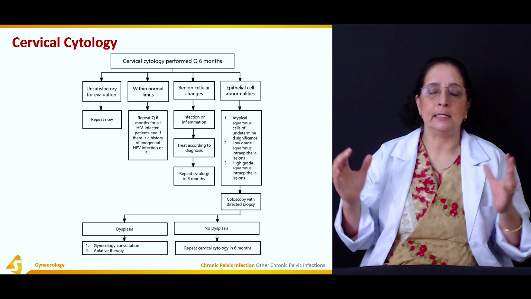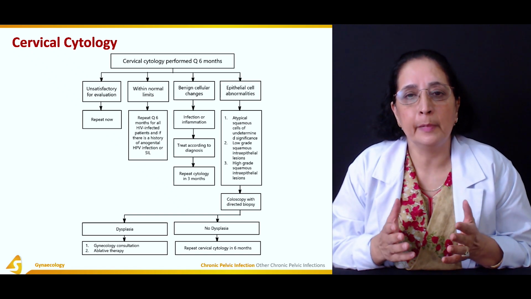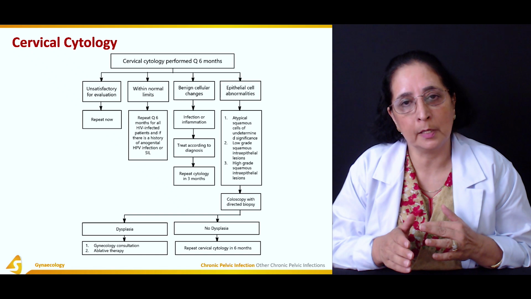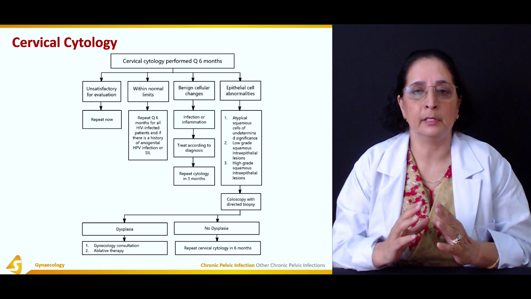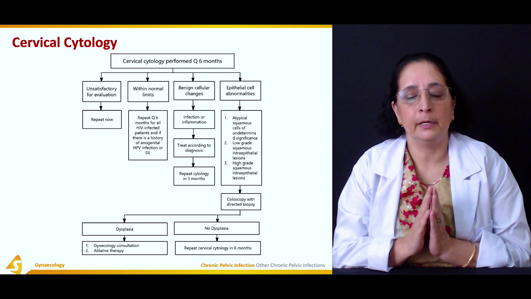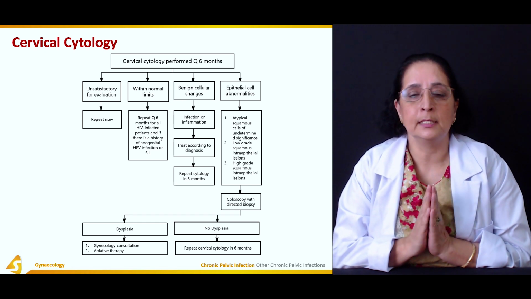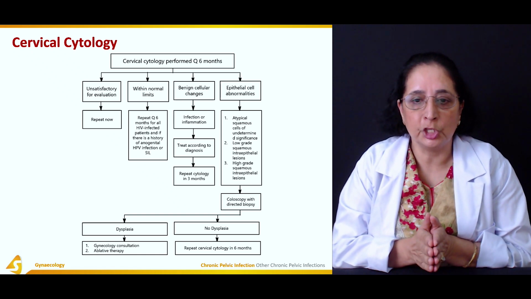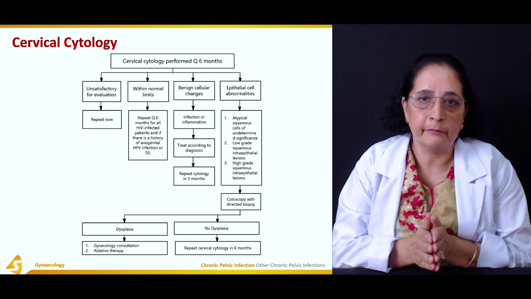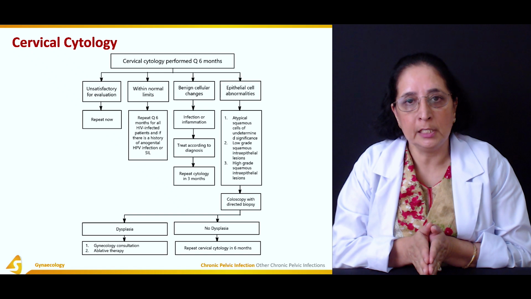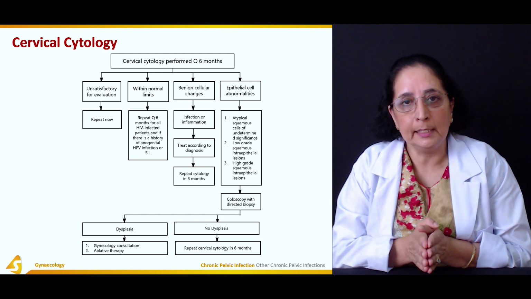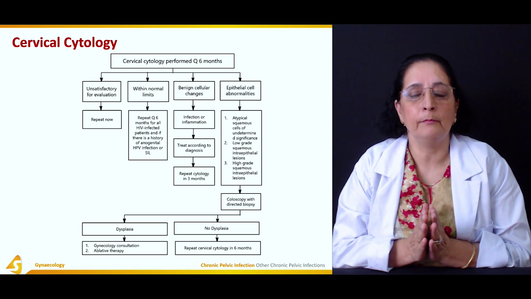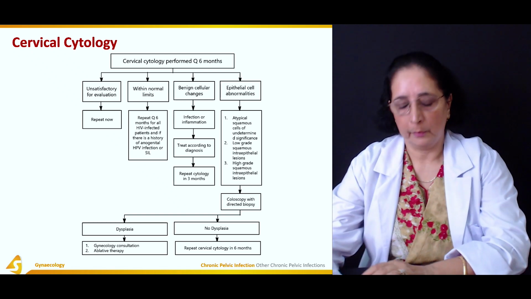So this is the basic outline of the treatment plan when cervical cytology is performed, depending on different changes. If the specimen is not good enough, it's repeated. If within normal limits, repeat in 6 months under certain conditions. If there are benign changes, it is usually due to infection or inflammation, and we treat accordingly. If there are epithelial cell abnormalities, depending on the type, we do the biopsy and then perform treatment.